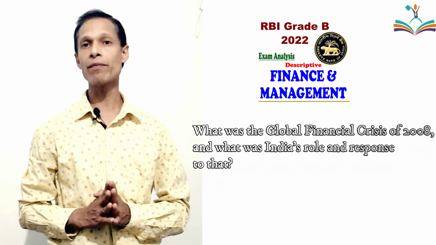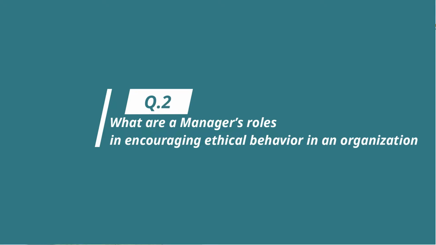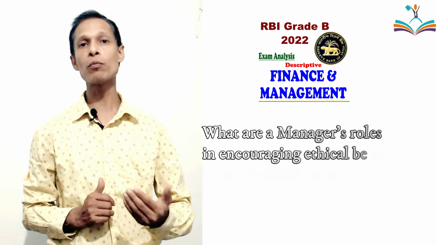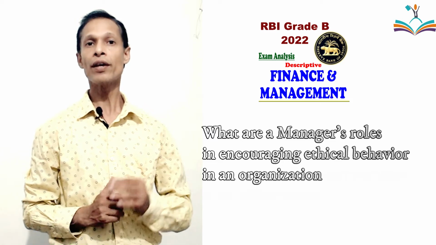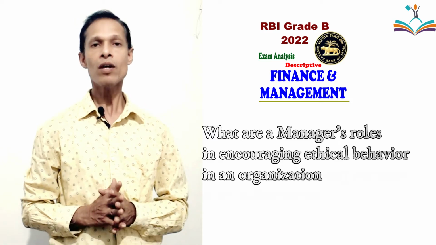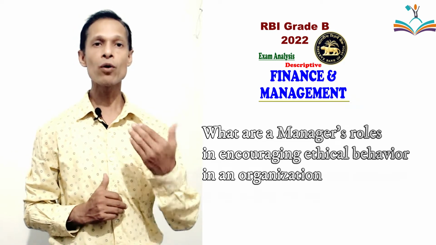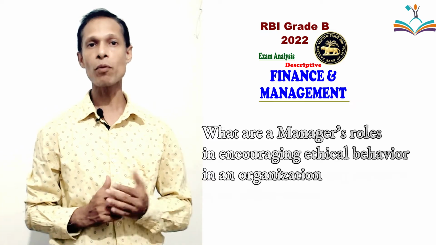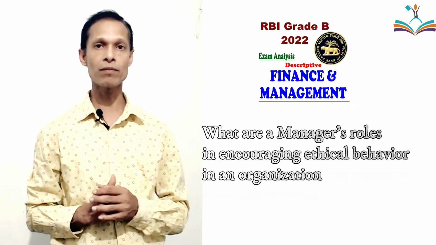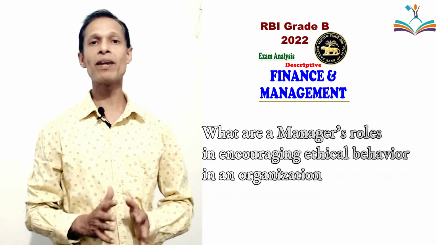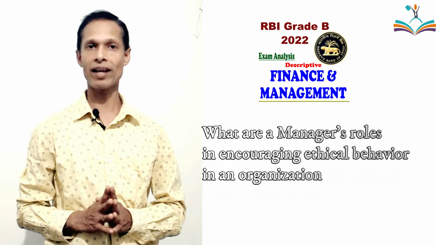Friend, the next question asked in the FM paper in the exam is, what are a manager's roles in encouraging ethical behavior in an organization? Friend, the question is relating to management. How can a manager promote ethical behavior in the organization he or she is working with? Friend, ethical behavior in an organization is to abide by the organization's rules, follow effective communication, have a sense of responsibility and accountability, professionalism, trust and mutual respect for all the employees working there. This behavior is highly required for growth of the organization.